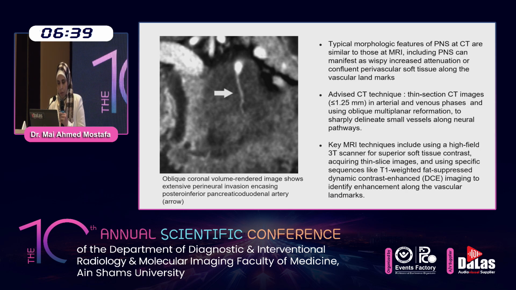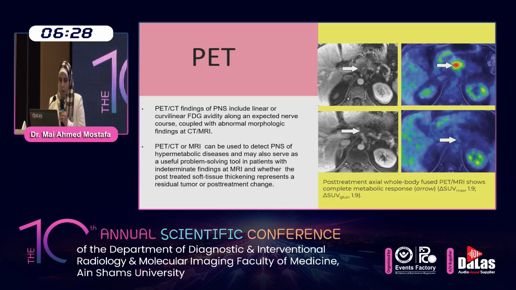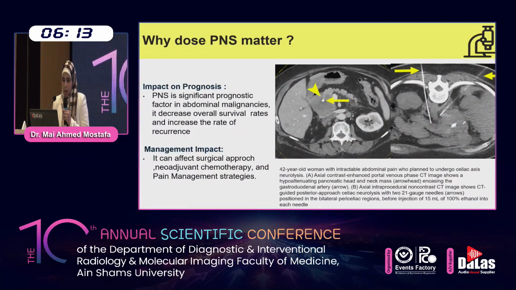Also in MRI, a high field 3 Tesla scanner is advised, with thin slice post-contrast T1 fat sat images. PET is a problem-solving imaging modality for differentiating post-treatment changes versus true persistent or recurrent tumoral tissue. Why does it matter? It impacts the prognosis as it increases the rate of recurrence and decreases overall survival rate. Also, it affects the surgical approach, neoadjuvant chemotherapy, and pain management strategies.